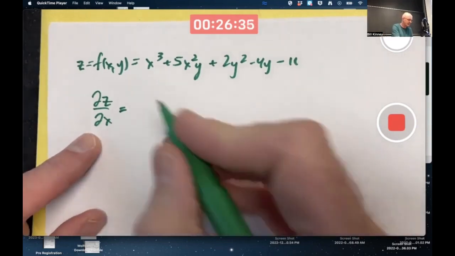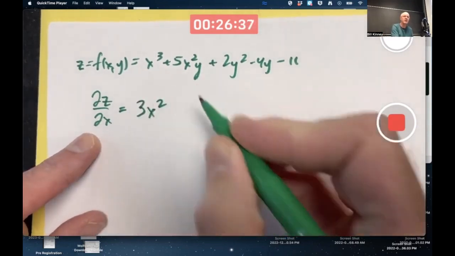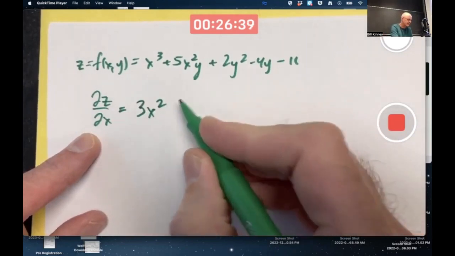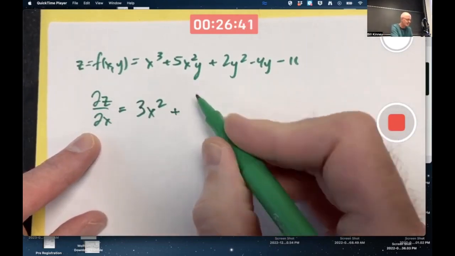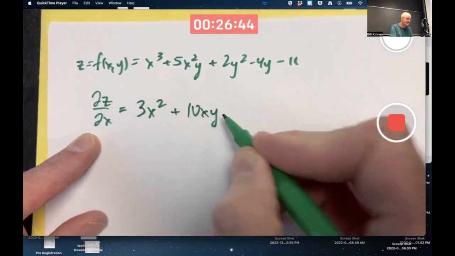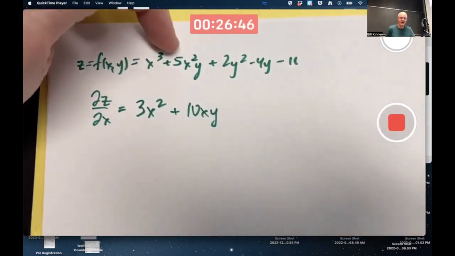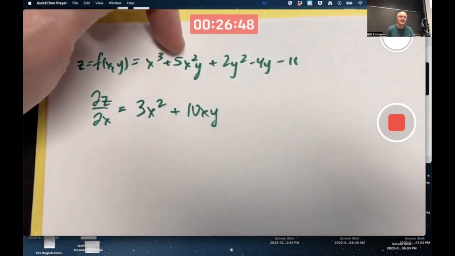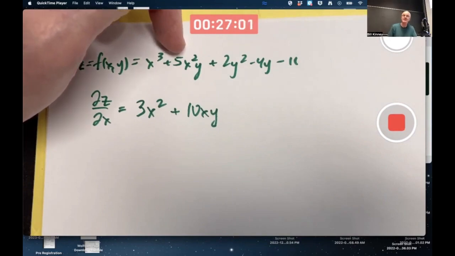So now I treat x as the variable, and I treat y as a constant. So the derivative of this with respect to x is 10xy, and that's it. That's the derivative of 5x squared y with respect to x. There's no extra dy dx, because I'm not assuming y is a function of x when I do this. I'm assuming y varies independently of x.